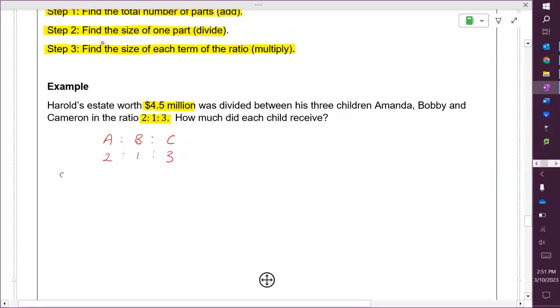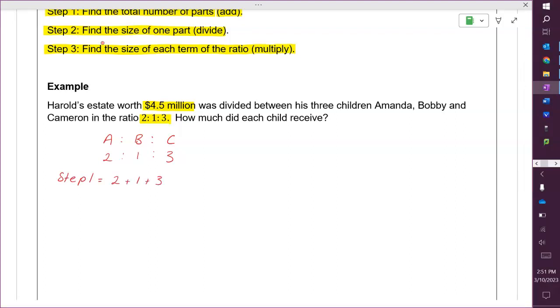Then we follow through our steps. Step 1 was find the total number of parts. So 2 plus 1 plus 3 means there are 6 parts. Nice and simple, we add those different parts of our ratio together.